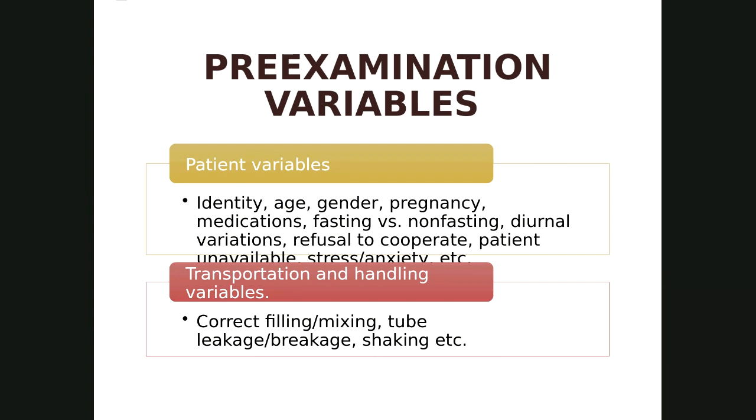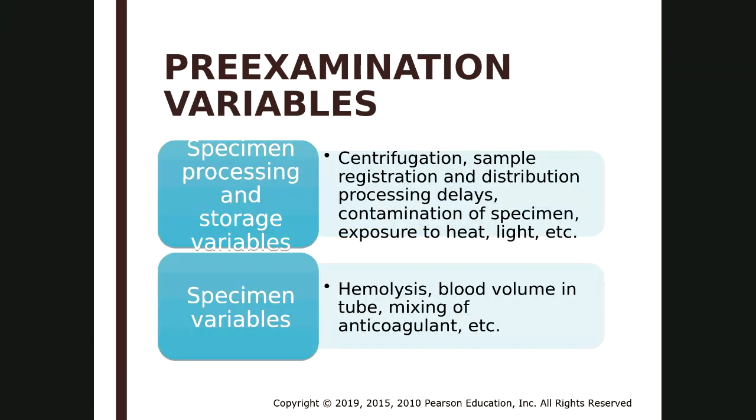Transportation handling variables, such as correct filling, mixing, tube leakage, breakage, and shaking, also could impact the pre-examination variables and the integrity of our sample. This can be found on page 397 and 398 in your textbook.